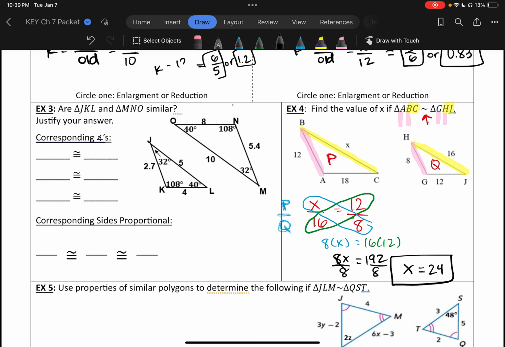And so what I always tell my students is after you find x, reread the question, make sure that you've answered it. Well, example 4 said find the value of x. We found it. It's 24.